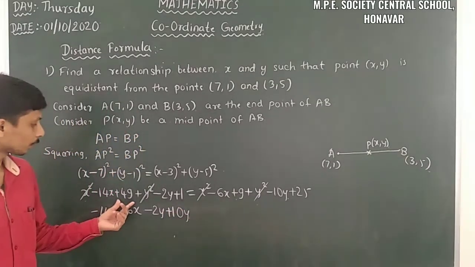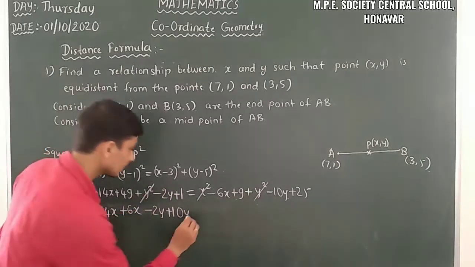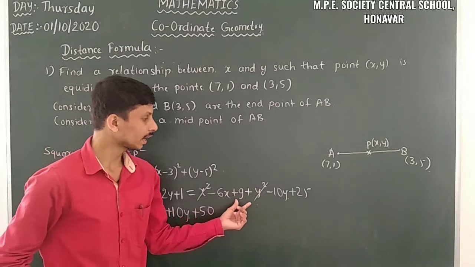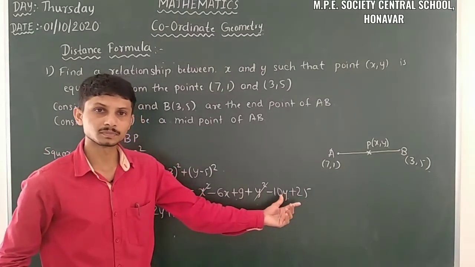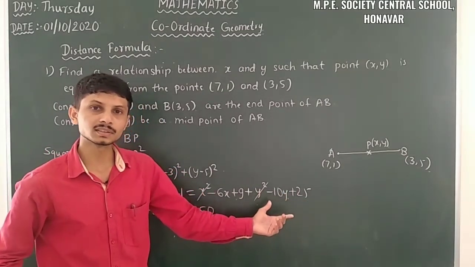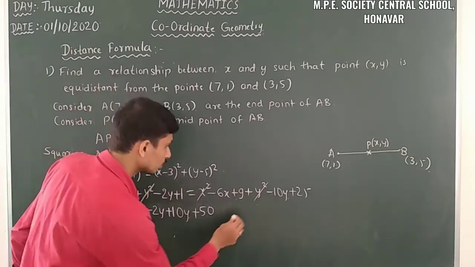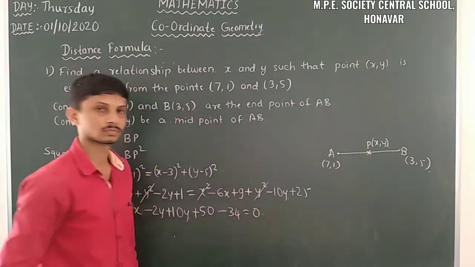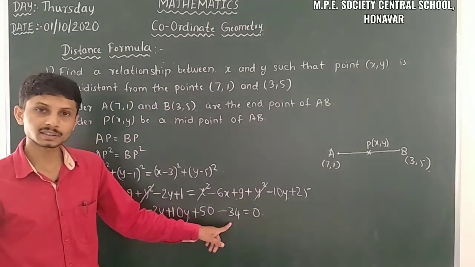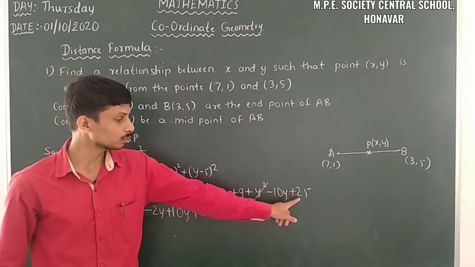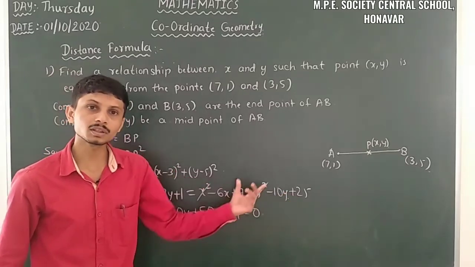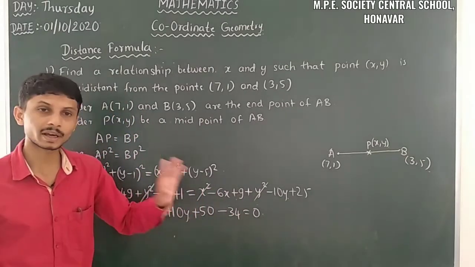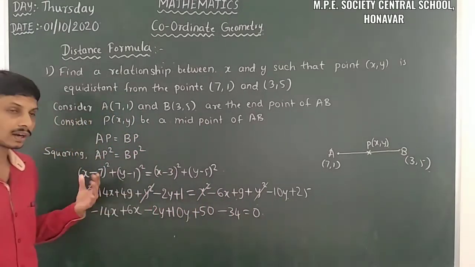Then here plus 49 plus 1 means plus 50. Then here plus 9 plus 25, 9 plus 25 means 34. So we have minus 34 is equal to 0. So how is it minus 34? Here 9 plus 25 means 34, it is plus 34. After transposing to the LHS side it becomes minus 34. Yes. Then we have to simplify.